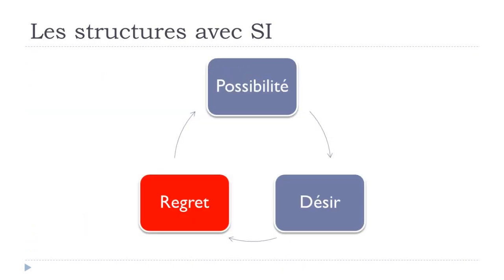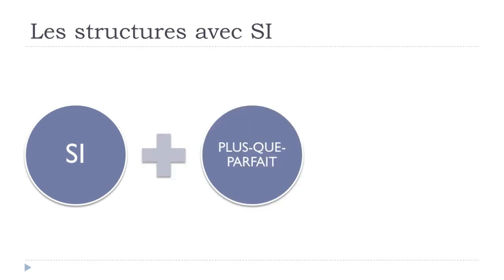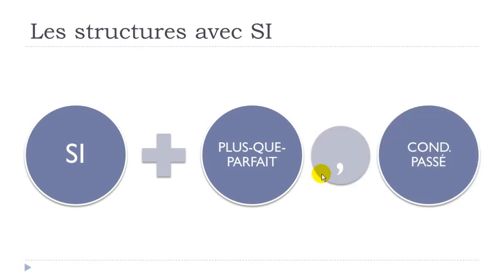Okay, and the last one, le regret. And only if we want to express this regret concept, then we will start with si, and it should be followed by le plus que parfait, and after that you will put conditionnel passé. So this structure is really when you regret something. So it's over now. It's not possible to change anything because it's in the past, okay?